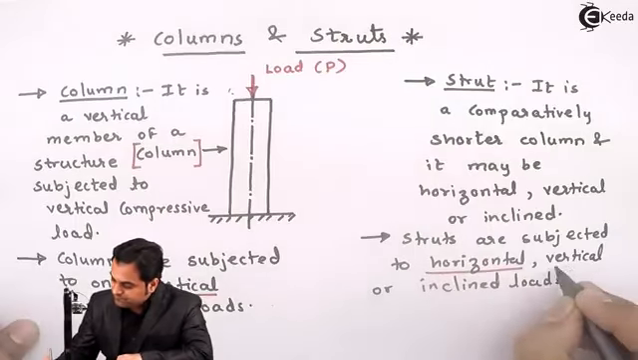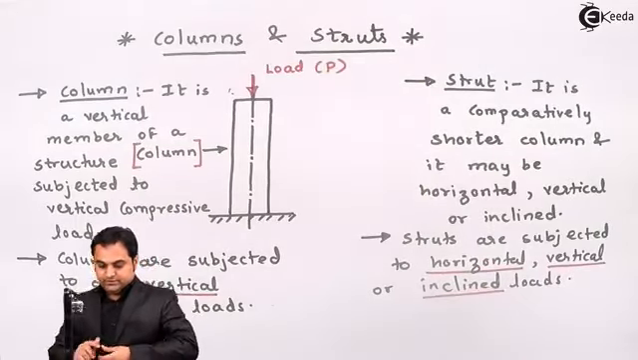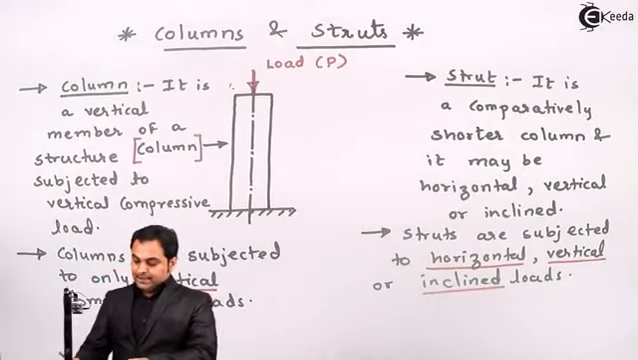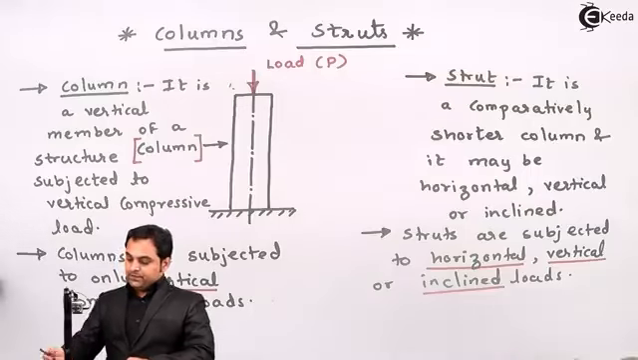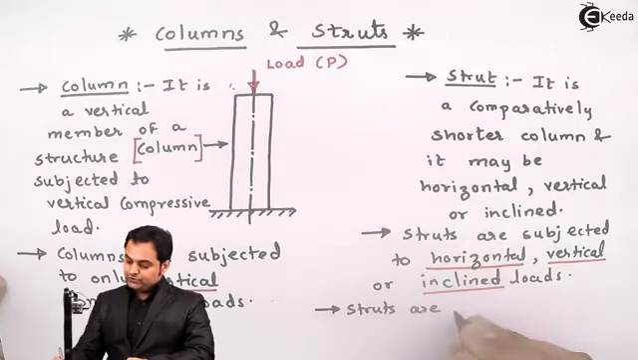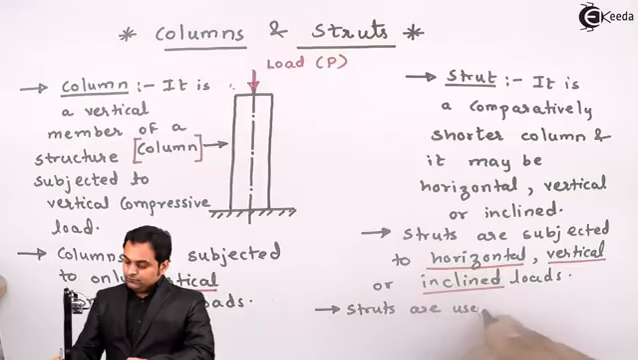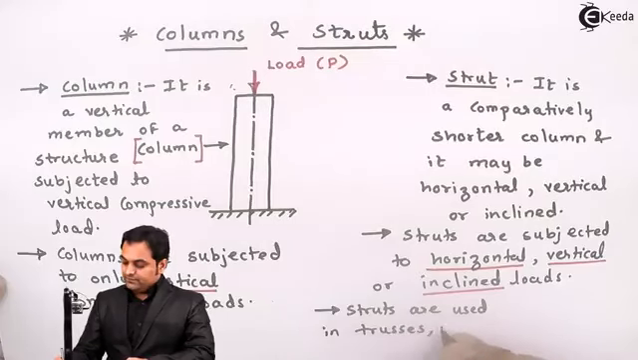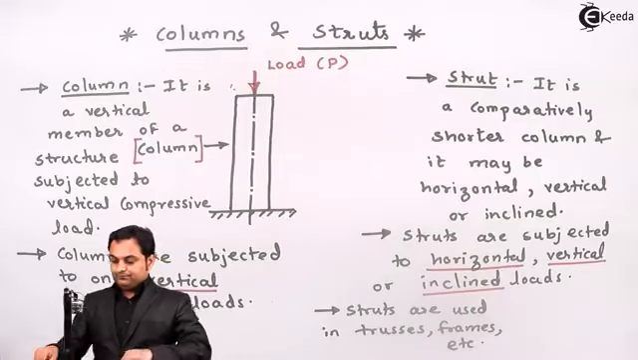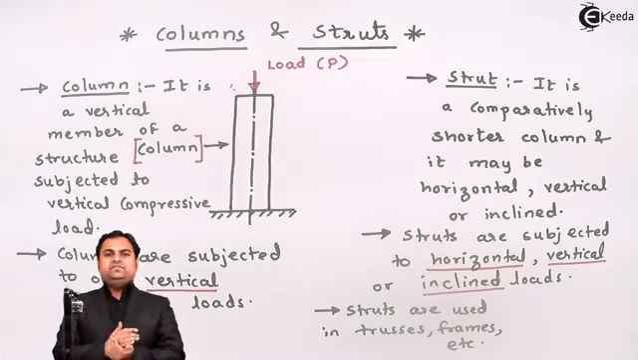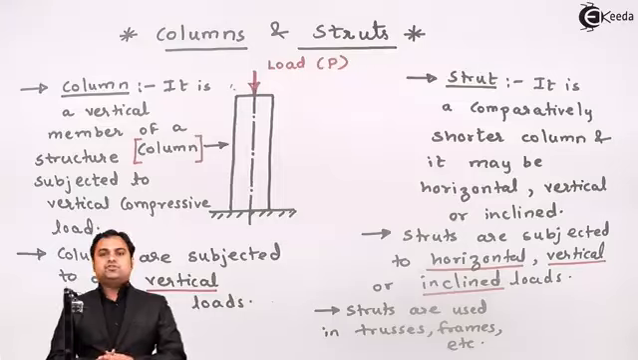Next, columns, as I have told, are structural members used in buildings to support a structure. Struts are used in trusses, frames, etc. And as I have explained, a column means a vertical member having comparatively longer length compared to the strut.